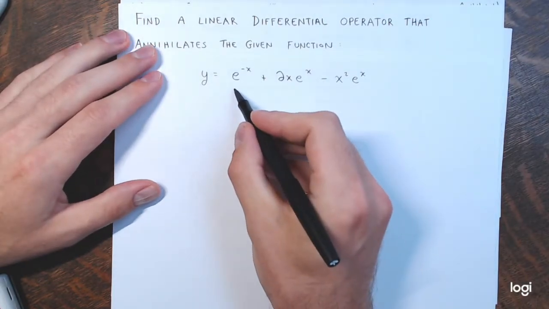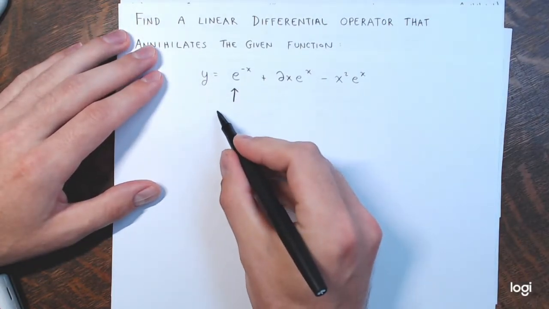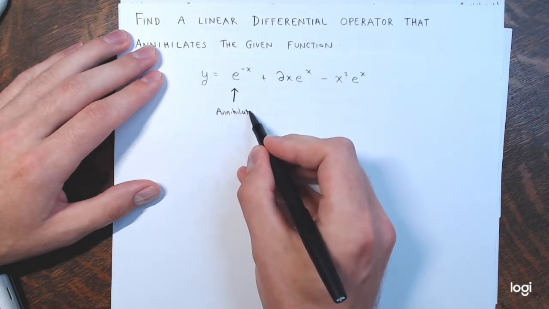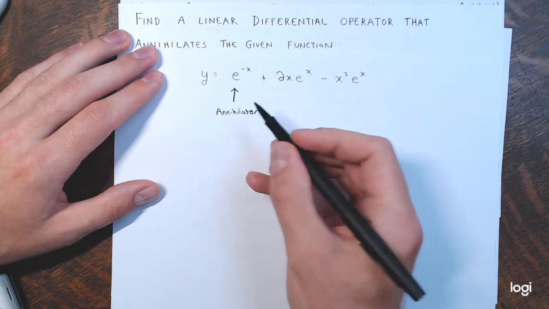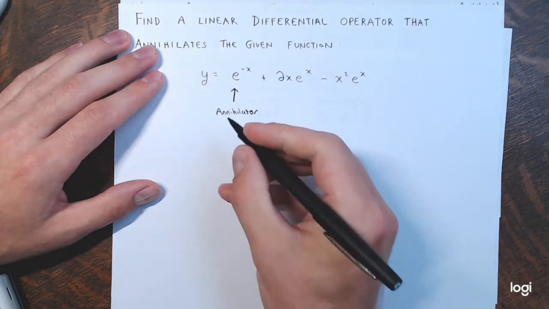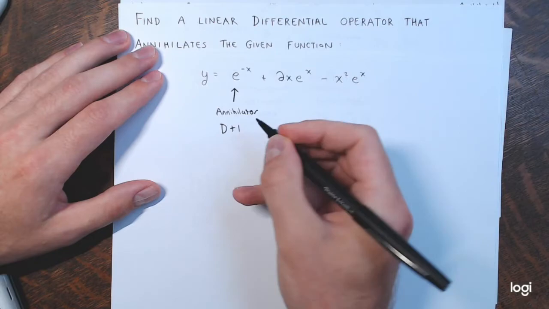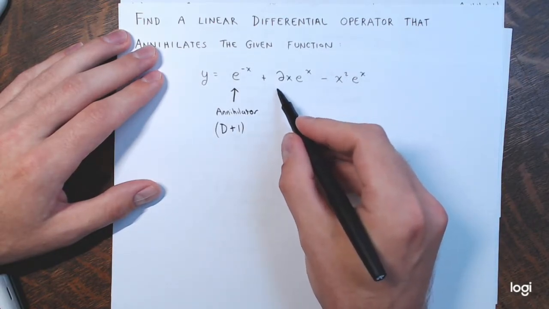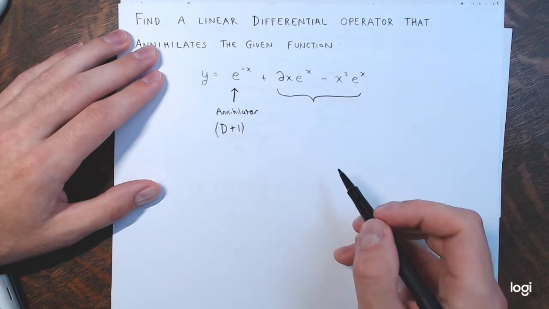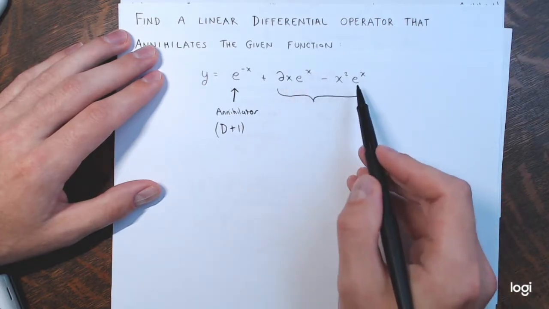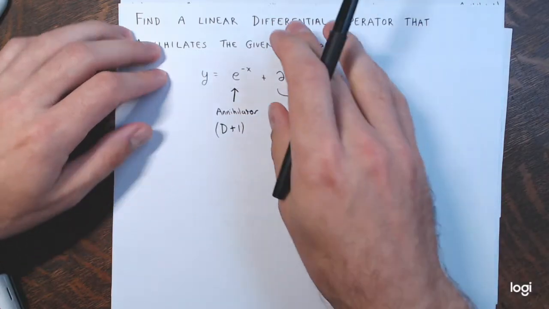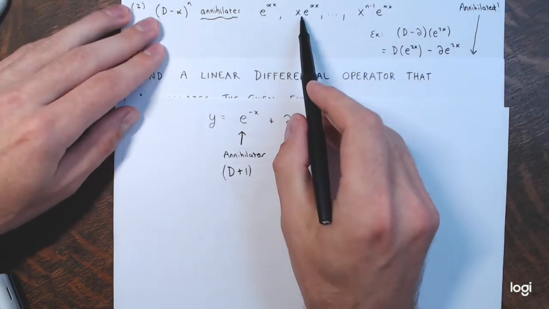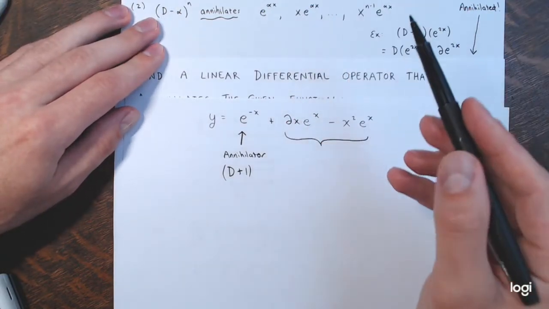This first term would be annihilated by, I'll just put, the annihilator. The annihilating operator for e to the negative x would be D plus 1. That'd be D minus alpha, where alpha is negative 1 here. And then these two terms, you see how there's x e to the x and then x squared e to the x.